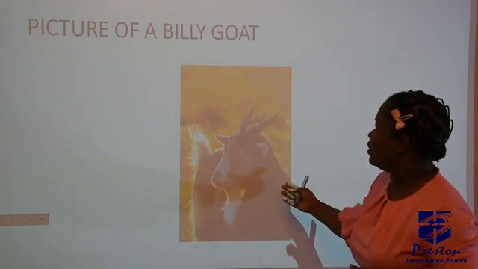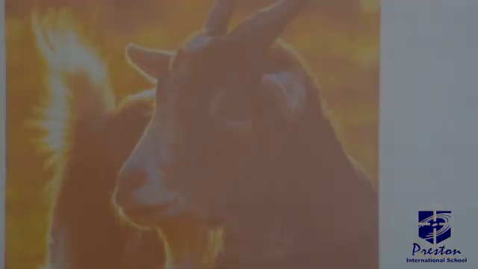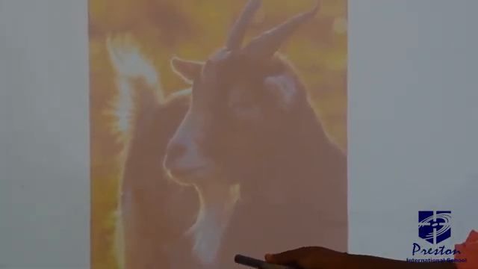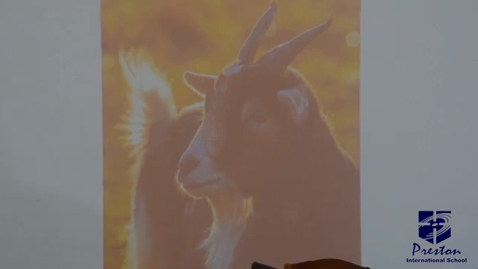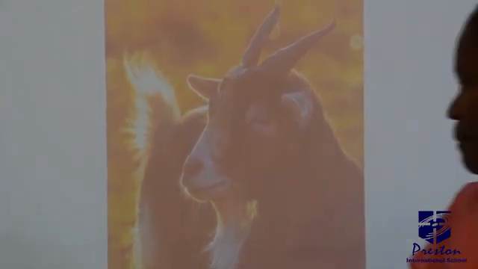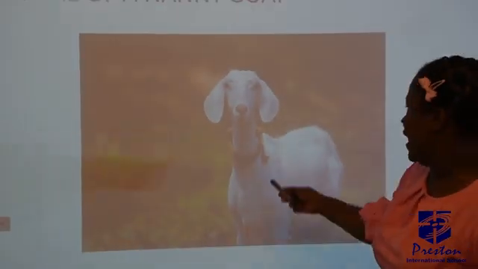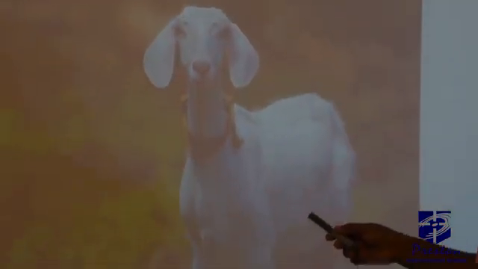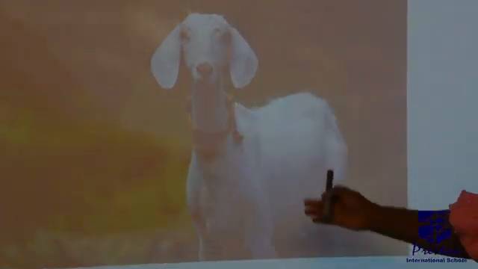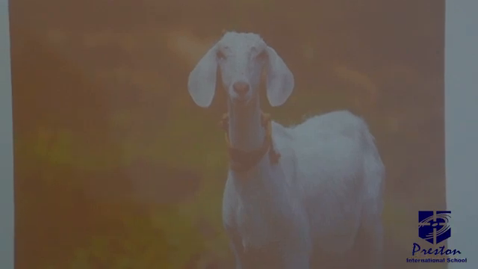Now here you have the picture of a billy goat. You will notice the horn and then the beard. That will definitely tell you that this is a billy goat, because both the male and the female, as I've said earlier, both have what? Horns. And then this is a nanny goat. You can see the horn here, but no beard. So this is a nanny goat.